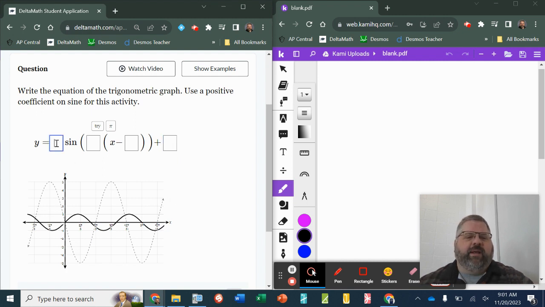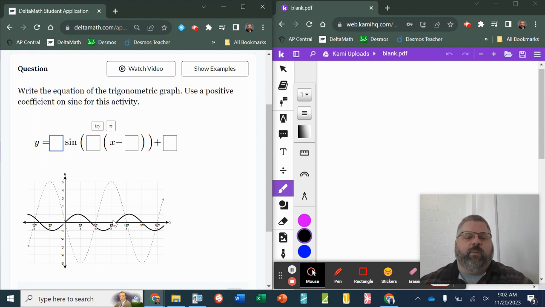Then I'm going to take a look at my amplitude. What I notice is I have the sine function starting right here at the origin. However, it's going up while this one looks like it's going down. Now that could be due to our amplitude, or it could be due to a phase shift. So let's just focus on the amplitude for right now.